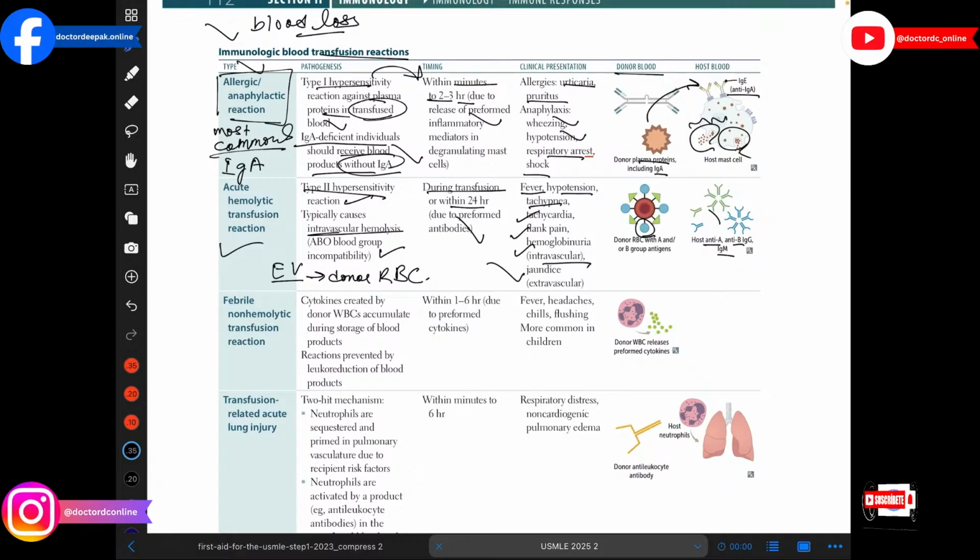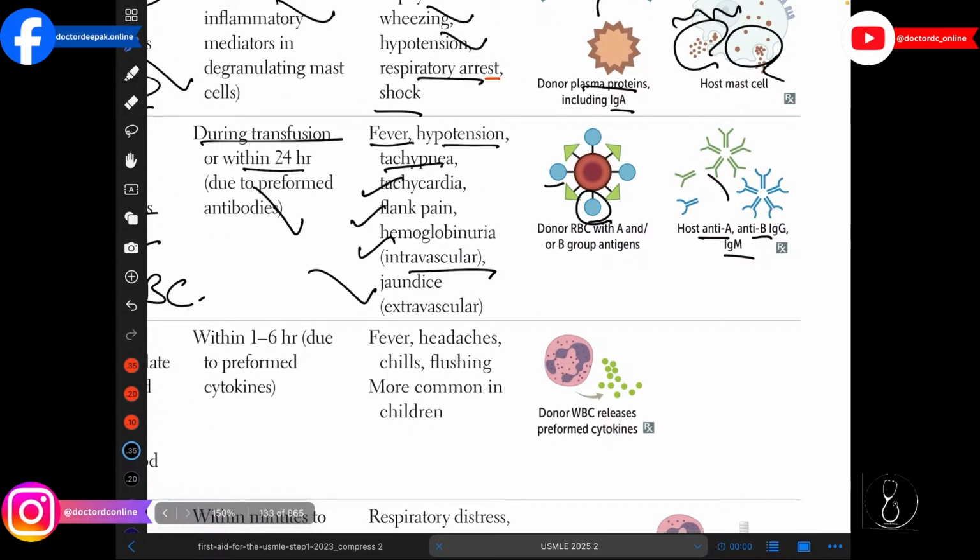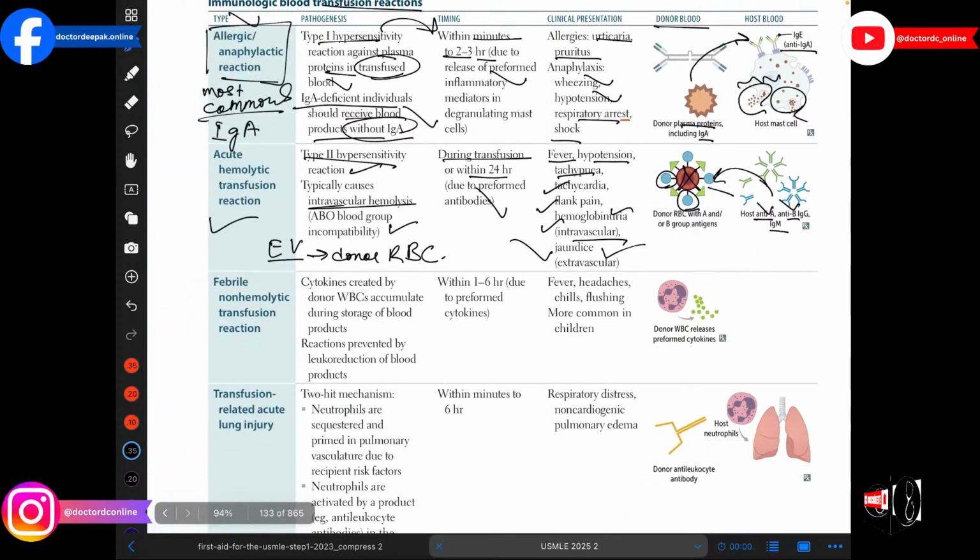Like here, the donor RBCs have the A and B antigens, and the host anti-A or anti-B antibodies are there. They will cause destruction of RBCs, and it will cause hemoglobinuria or jaundice.